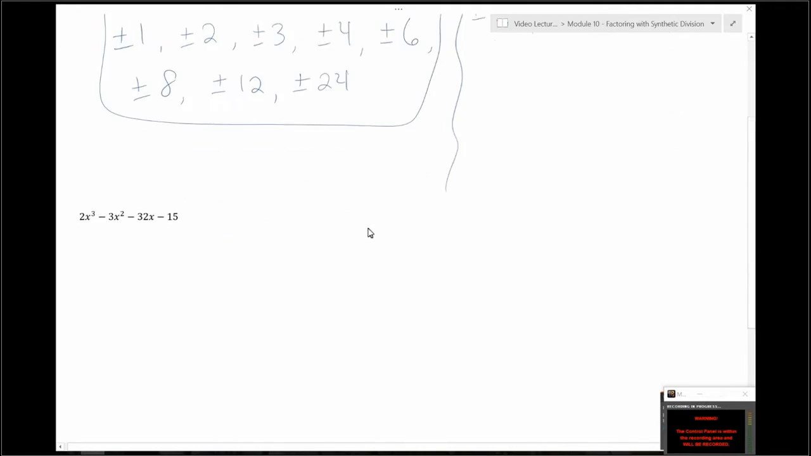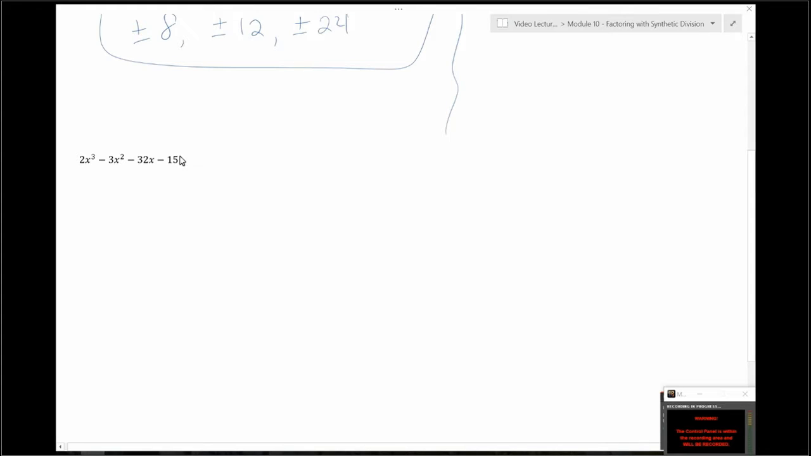So let's try the next one. We have a sub naught as 15 and a sub n as 2. So the factors of 15 are 1, 3, 5, and 15. The factors of 2 are 1 and 2. So we can see why they call these the possible rational roots, because now we're going to start getting some fractions. And we need to do every single combination.